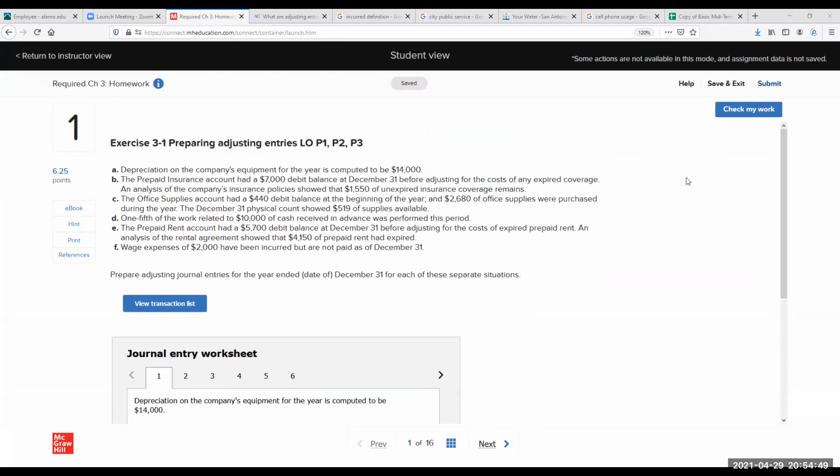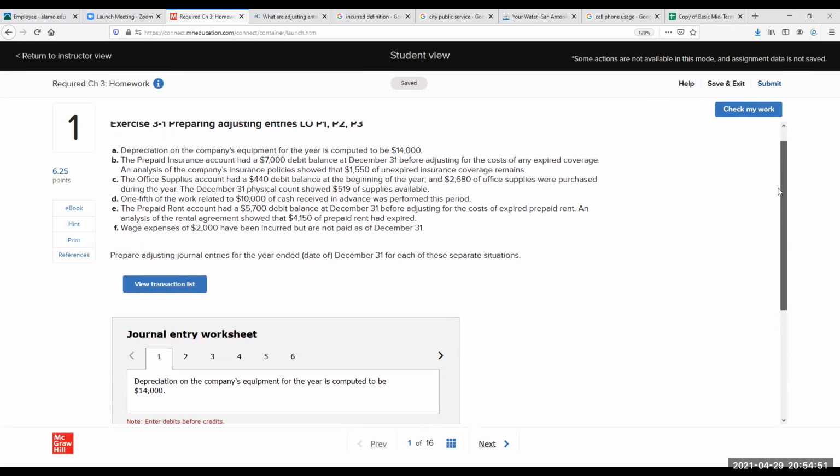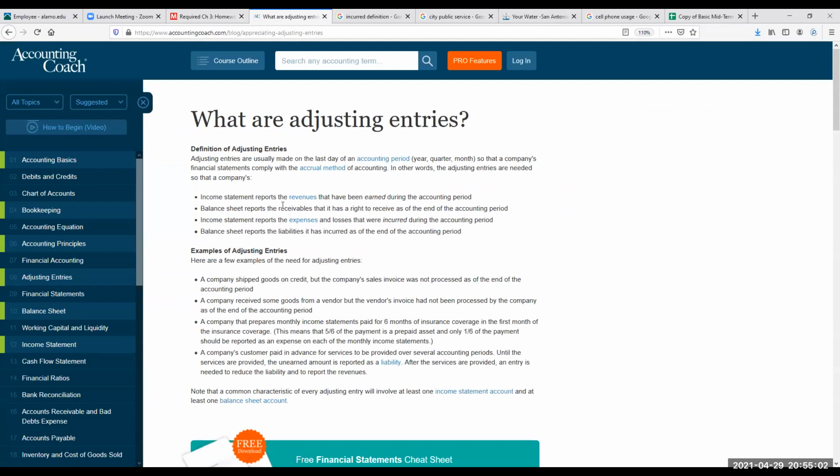What is the role of depreciation on the company's equipment, prepaid insurance, office supplies, 1/5 of the work done, wage expense? What are adjusting entries? Well, let's think about it. On an income statement, a company shipped goods on credit, and the company's sales invoice is not processed yet at the end of the period. So you need to create invoices. A company receives some goods from a vendor, but the vendor's invoice has not been processed. So you owe them, but maybe you need to enter it in your records.